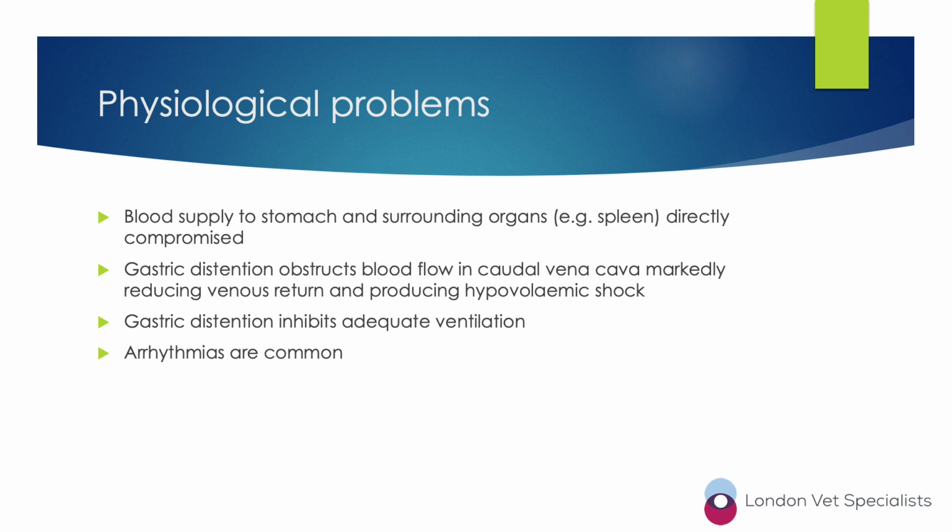Because the stomach has turned and inflated, the turning has compromised the blood supply to the stomach and often to the spleen. The dilation of the stomach then puts pressure on the vena cava, which causes reduced venous return to the heart, producing a hypovolemic shock. And also this distension of the stomach inhibits adequate ventilation. Arrhythmias, again, are going to be common in these cases.